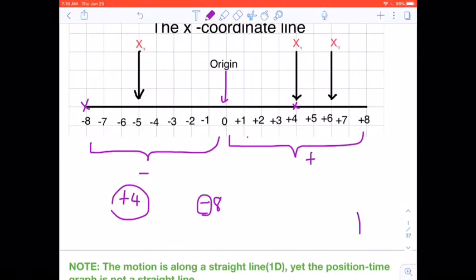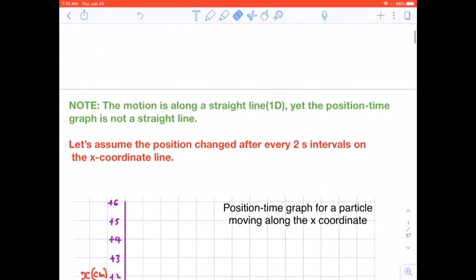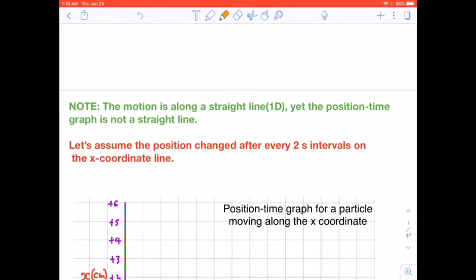Now let's look at a position time graph. So in a position time graph, the motion is along a straight line in 1D. Yet the position time graph is not a straight line. Why is that so? Basically because now position is going to be described as a function of time.